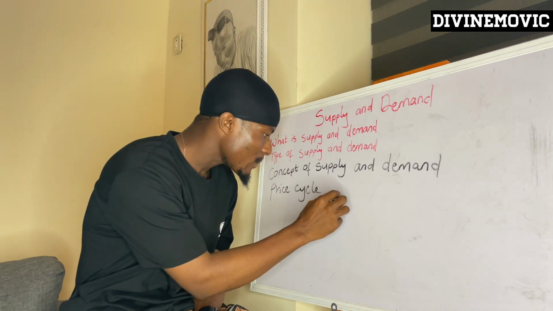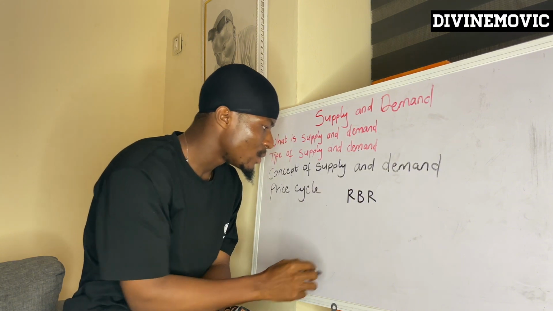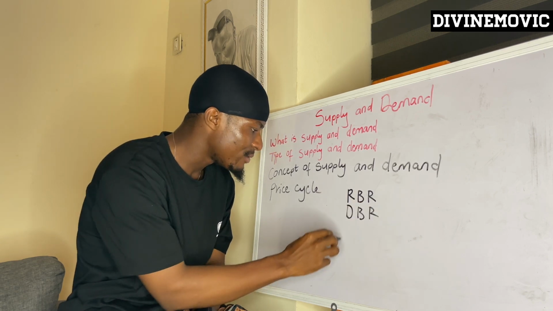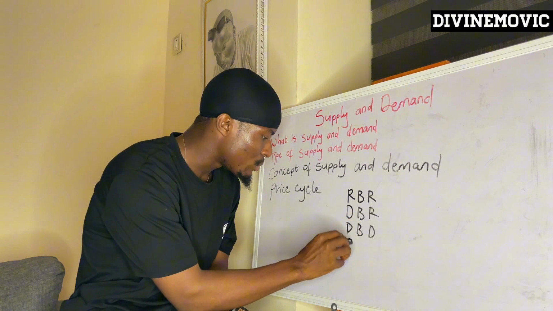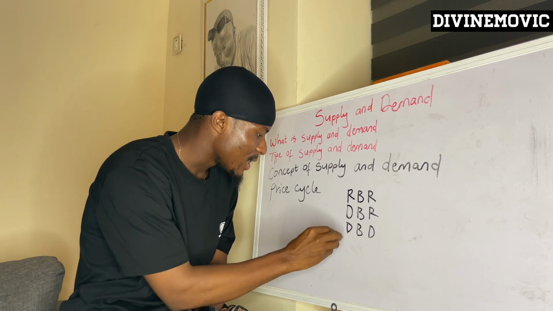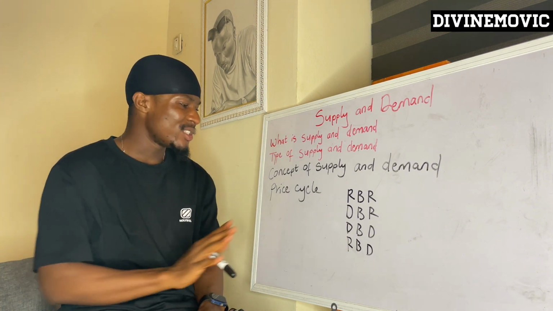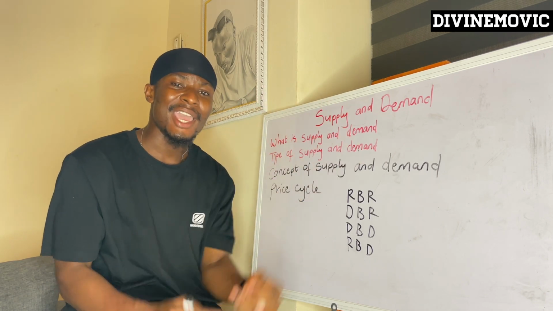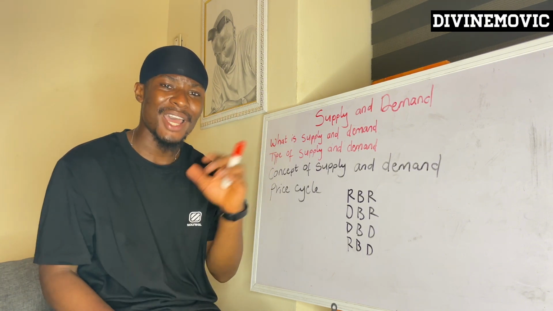We have the what? Rally, base, rally. We have drop, base, rally. We have drop, base, drop. And we have rally, base, drop. These are the 4 types of supply and demand. For you to understand it very well, there are 2 types of supply and 2 types of demand. So basically, we have 4 types.